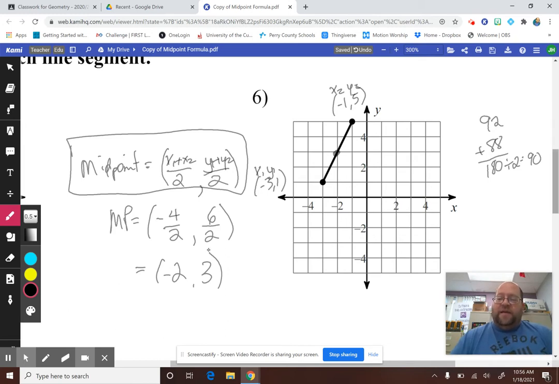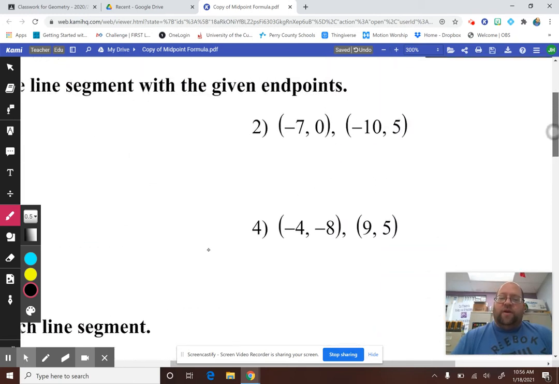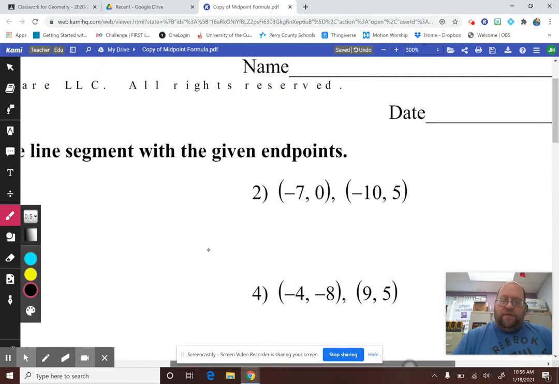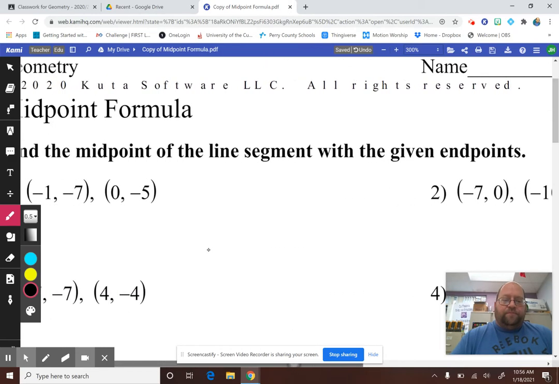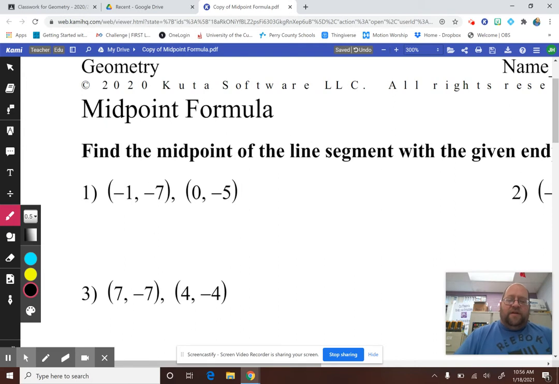But again, you're going to be given things that are just coordinate points. All right, so let's move over to number 1, and let's take a look at that. So again, the first thing I would do with this is I would go ahead and label my points. So I've got x1, y1, x2, y2.